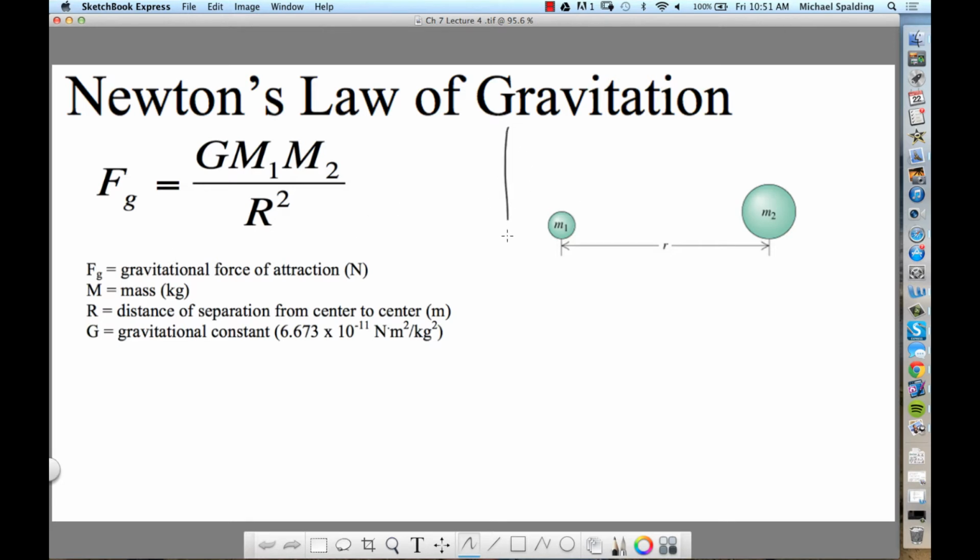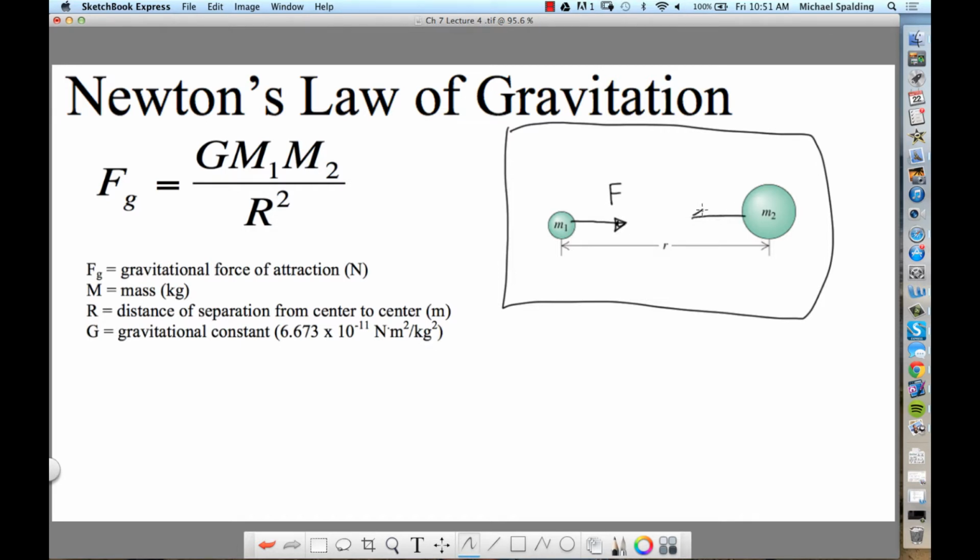So here I have two objects, M1, M2. M1 is purposely small, and M2 is purposely big. I picked this diagram on purpose to ask you a question. Is M1 an object? Yes. Is M2 an object? Yes. What does Newton's law of gravitation tell us? That these two objects will attract each other. There's going to be a force of attraction between these two objects, and this force of attraction is a gravitational force of attraction. This force is basically where gravity comes from, as you'll see as I keep explaining.